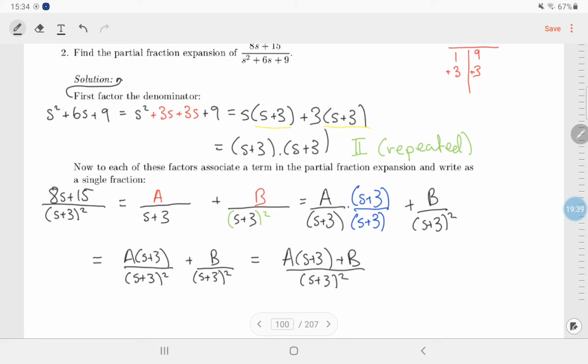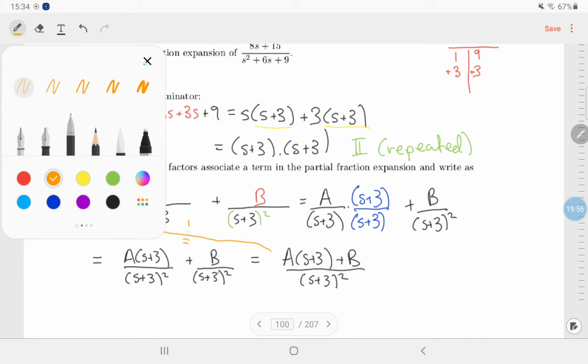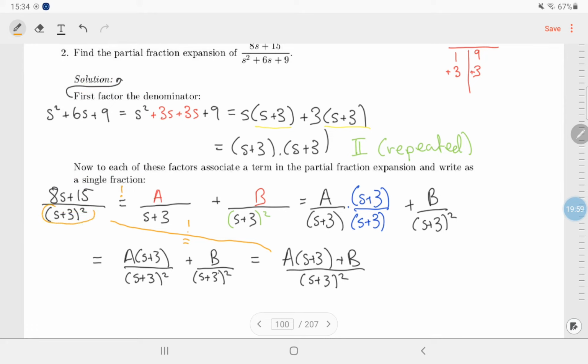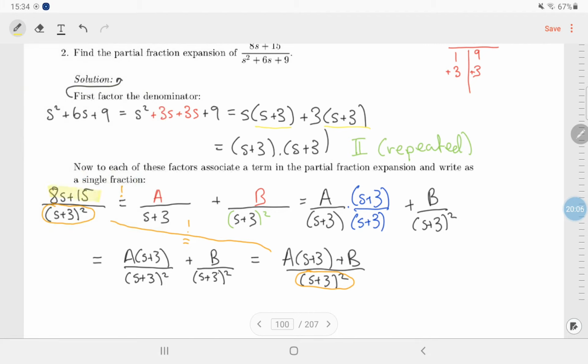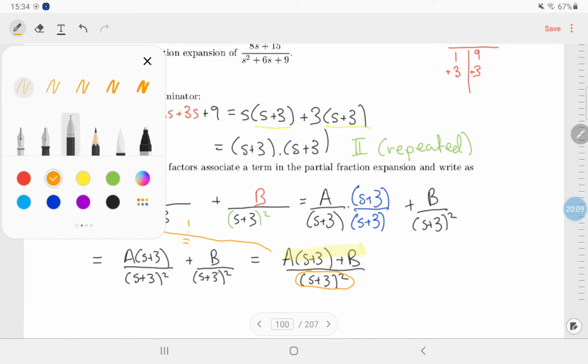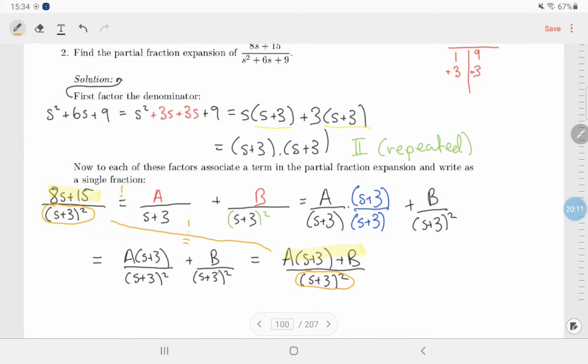Okay, now you want the thing on the left to equal the thing on the right. The thing with the a and the b turns out to be equal to this thing at the end. So you want these to be equal. If you look at them, the bottoms are the same. So if you want them to be equal, what you need is for the tops to be the same. Okay, so we're going to do that on the next page. The 8s plus 15 equal to that.